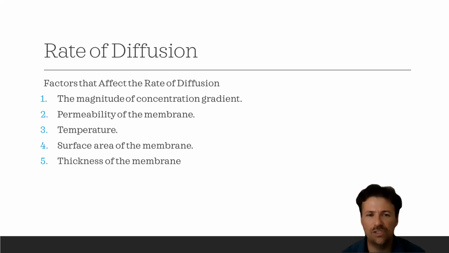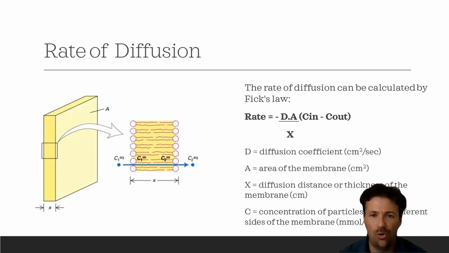Now, I'm focusing a lot here on diffusion through membranes. Diffusion doesn't have to just take place through a membrane, but in terms of the human and animal bodies, that's what we tend to focus on. Now, this has been put together in a formula called Fick's law. And you can see there that the rate is equal to the negative of the diffusion coefficient multiplied by the area of the membrane, multiplied by the concentration difference on the inside minus the outside, divided by the thickness of the membrane. And that's an equation you should know.